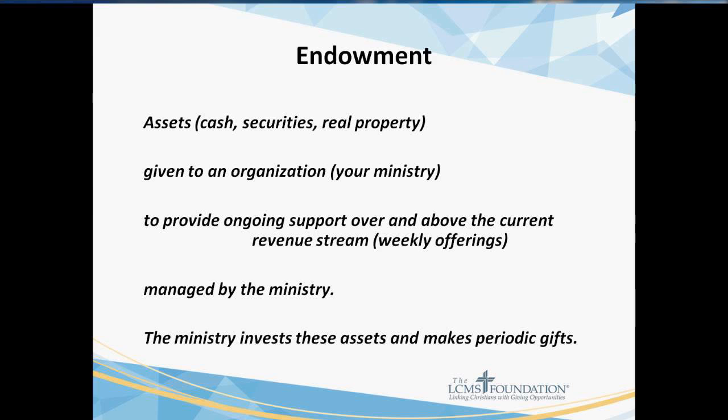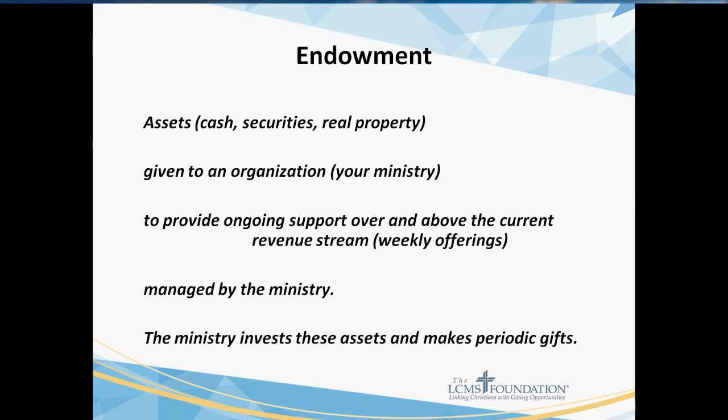An endowment is comprised of assets, and you see some of the asset categories listed there, that are given to an organization to provide ongoing support, the support being over and above the current revenue stream of your organization. And so for a congregation, these would be dollars, perhaps the principal portion of those gifts or the earnings that those gifts represent, or a combination of both, over and above weekly offerings. Or for a school ministry, those would be dollars over and above tuition, subsidies, assessments, whatever the revenue stream of your school ministry is comprised of.